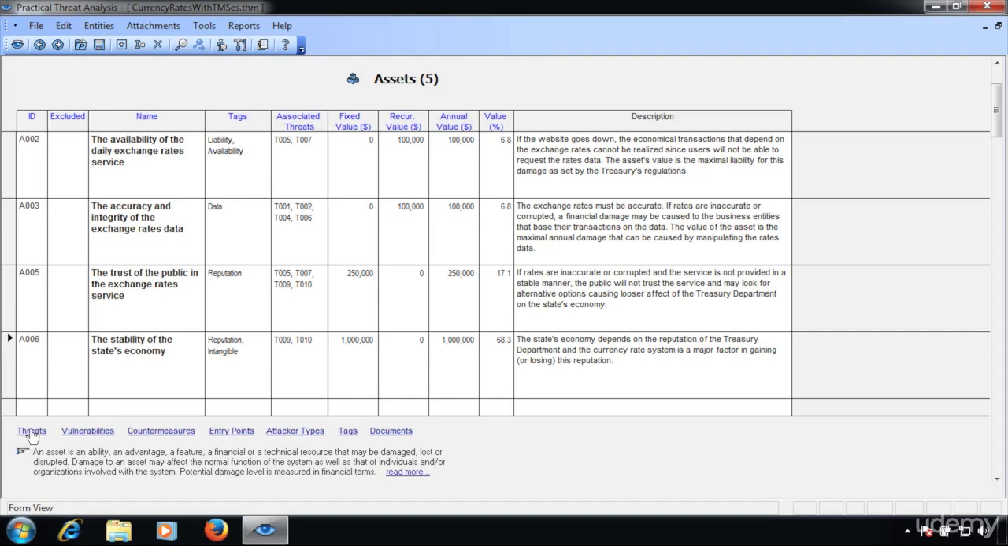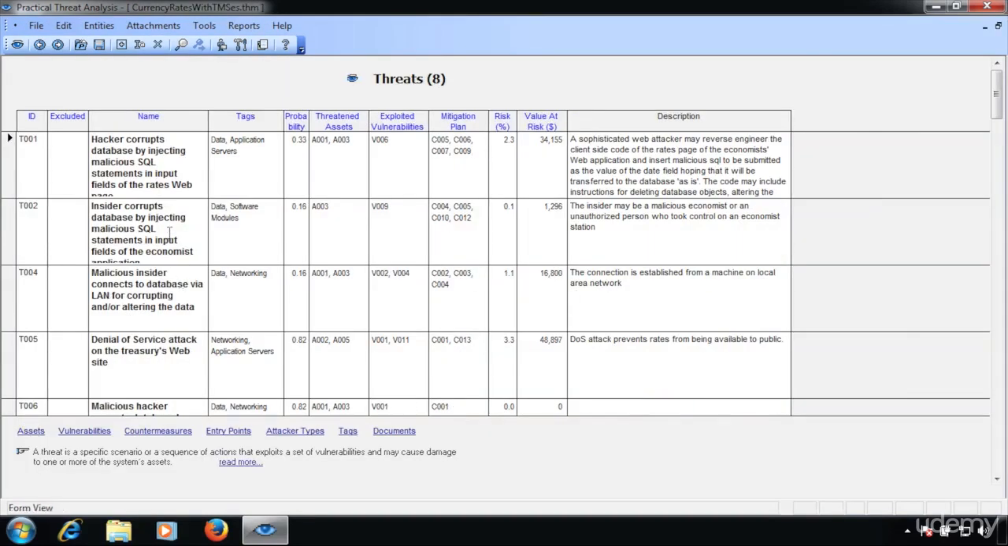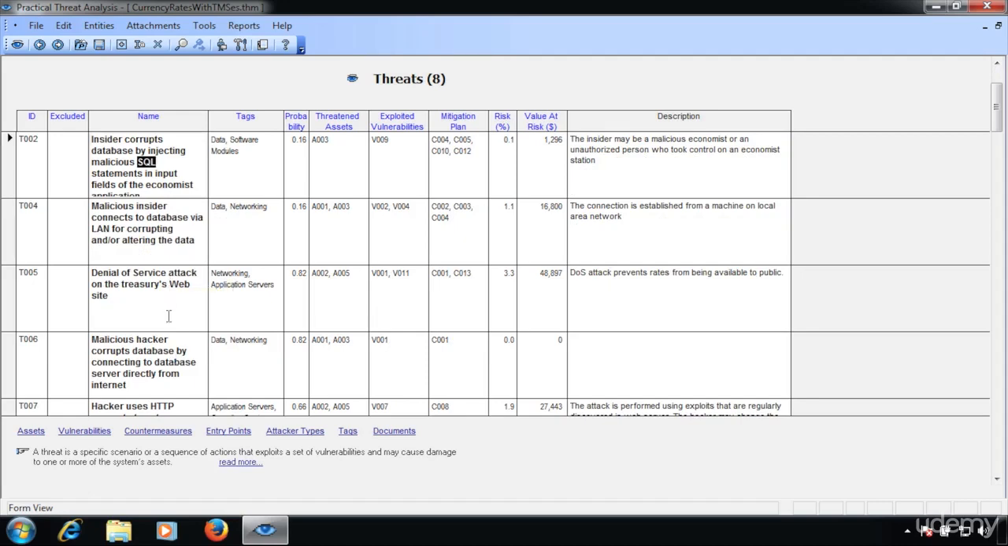So we're going to go right here to the threats menu or page, and we start to read. We have threats 1 to 10. We have 10 threats, so a hacker corrupts the database by SQL injection. We have another threat, an insider corrupts the database with SQL injection. Looks like we also have another insider that connects to the database via the LAN and corrupts and modifies the data. Looks like we also have a denial of service attack against our website.